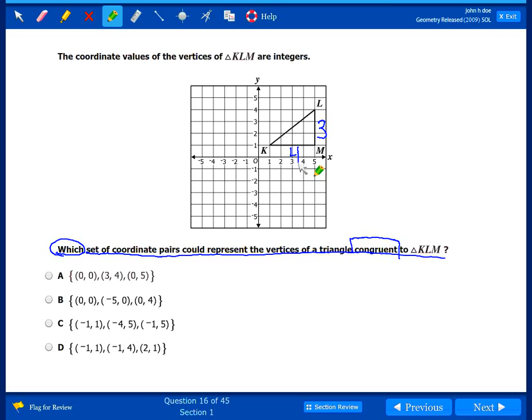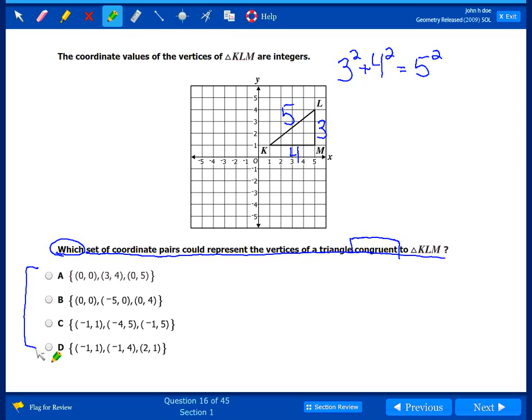So we see that LM is 3, KM is 4. If we want to find out what LK is, we have to use the Pythagorean Theorem. So 3 squared plus 4 squared, and we should know that's 5 squared. So LK is equal to 5 units. So we're going to try graphing these 4 sets of points, and we're going to see which one looks like it has sides of 3, 4, and 5.